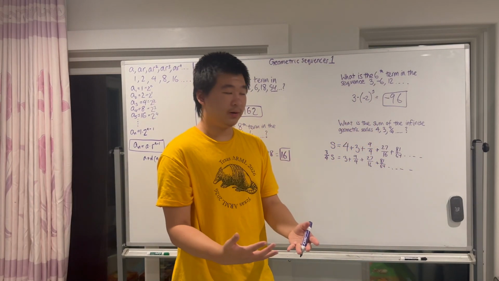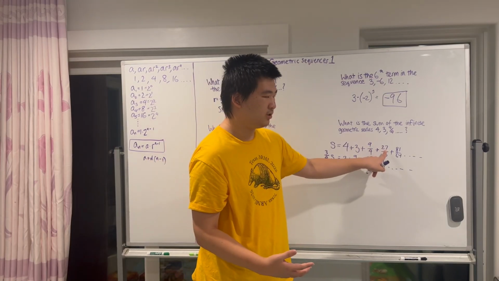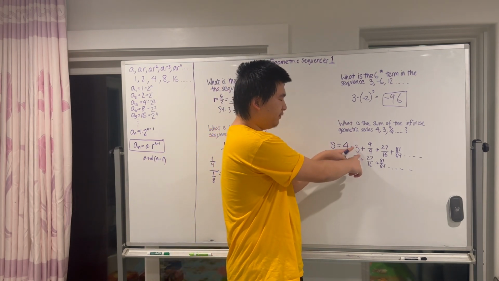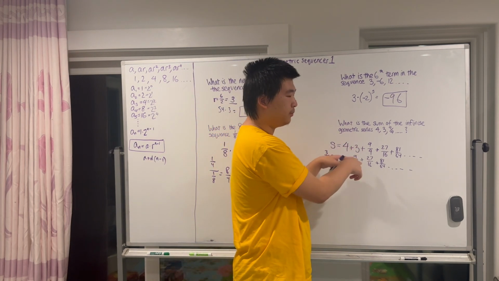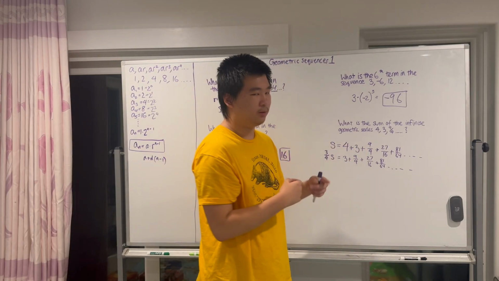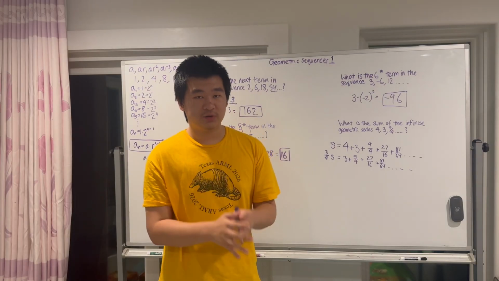And wait a second. This looks kind of familiar, right? This term equals this term, this term equals this term, this term equals this term. And of course this should make sense, because when you get from 4 to 3, you're multiplying 4 by 3/4. And also to get to here, you're multiplying it by 3/4. So the smart idea is to subtract these.